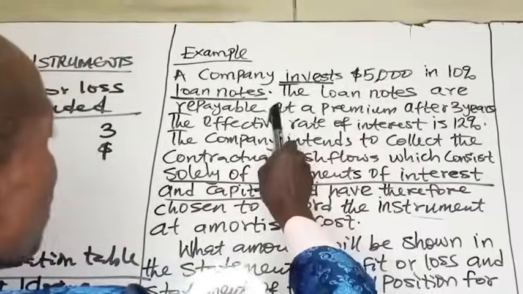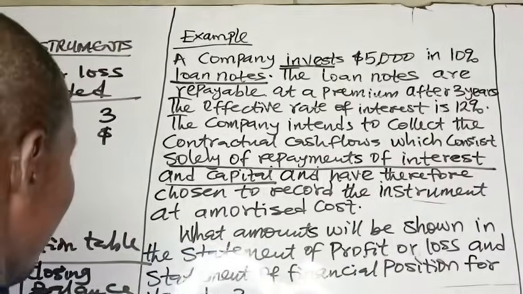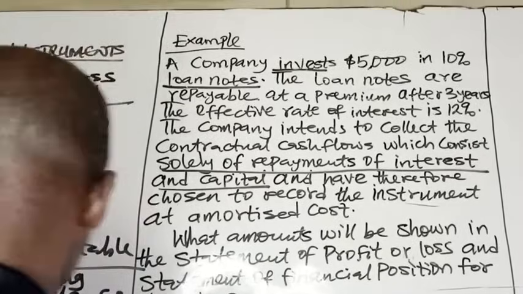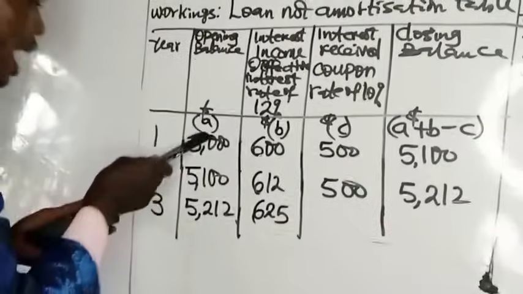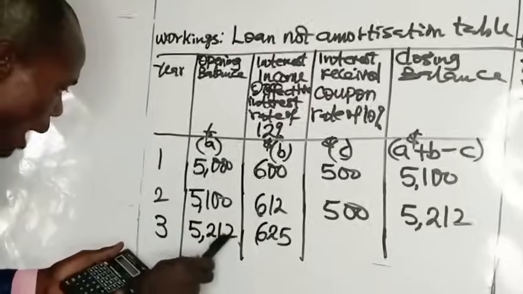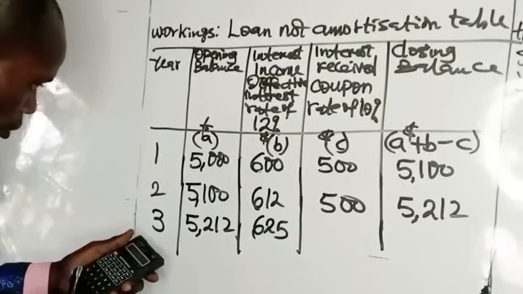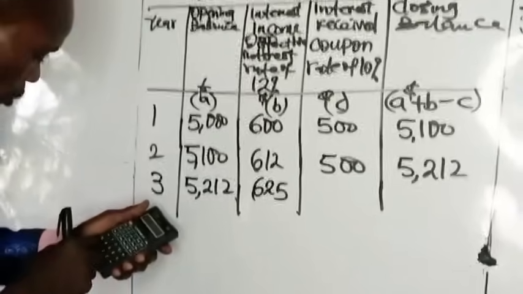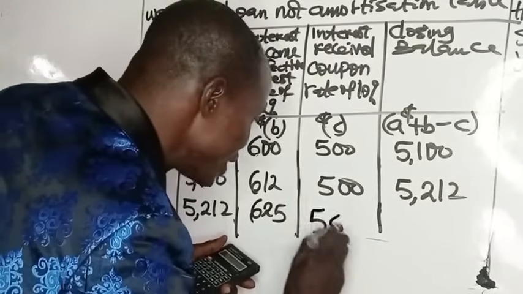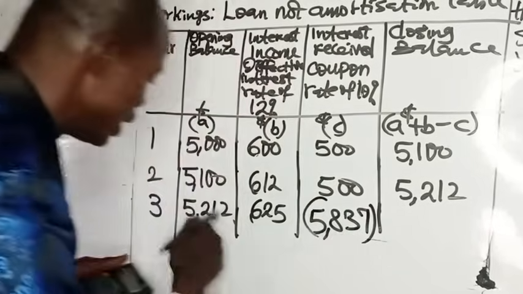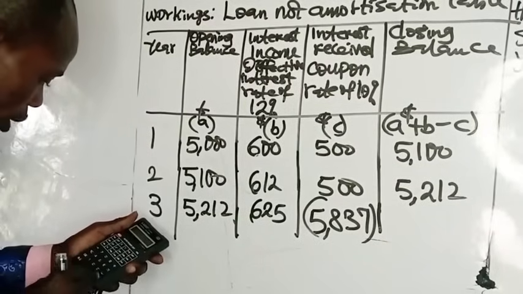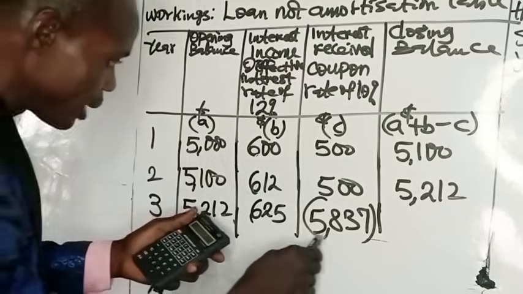Then you were told the loan notes are repayable at a premium after 3 years. Then at the end of 3 years, the loan notes will be repaid. Premium means the amount that will be repaid will exceed this. So 5,212 plus 625 gives us 5,837. That will be repaid.